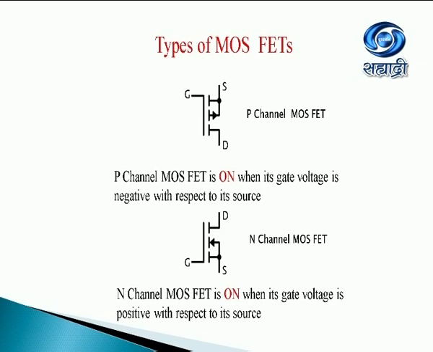Figure shows P-channel MOSFET and N-channel MOSFET. P-channel MOSFETs are those in which the direction of the arrow is outside, and in N-channel the direction is inside. P-channel MOSFET is on when its gate voltage is negative with respect to its source, and N-channel MOSFET is on when its gate voltage is positive with respect to source.